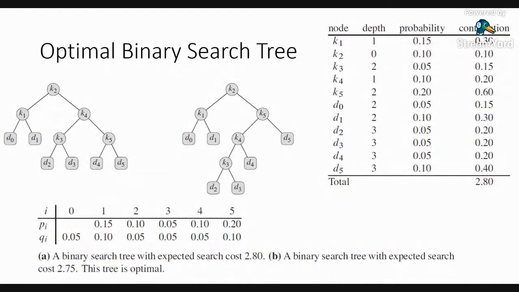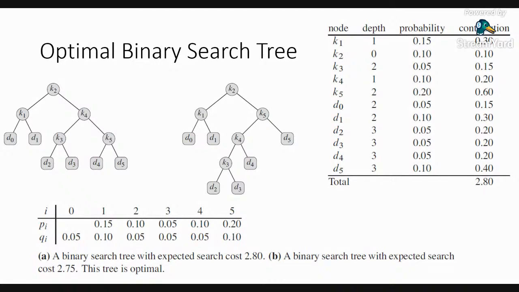So here you can see one table in which I am computing the cost of this first binary search tree. First I will write the nodes: K1, K2, K3, K4, K5. These are the keys. The unsuccessful ones are D0 to D5. Here I am writing the depth. Depth is starting from 0. So this is the 0th depth, then the 1st depth, then the 2nd depth, and so on. What is the depth of K1? The depth of K1 is 1. Now I will write the associated probability. What is the associated probability for K1? It is 0.15.